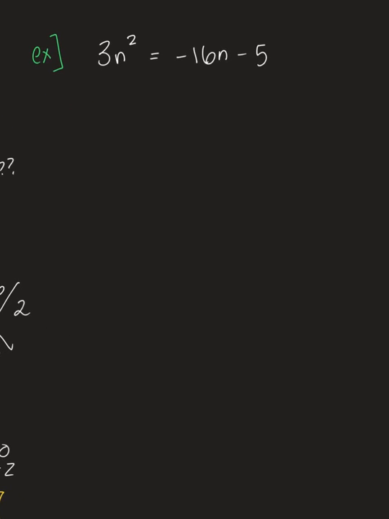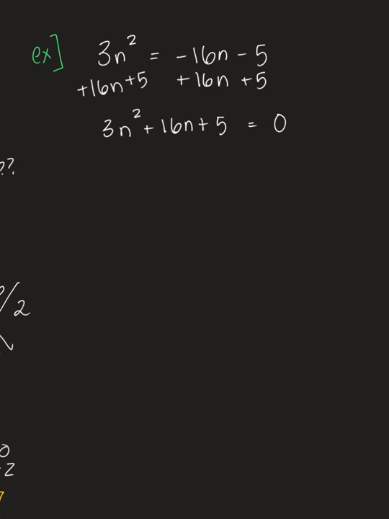Okay, let's go through it. So the first thing that you guys should do is set your quadratic equal to 0. So we're going to add 16n and also add 5 to both sides. So on the left side, we get 3n squared plus 16n plus 5, and on the right side, we get 0. So good, our first step is to set the quadratic equal to 0.